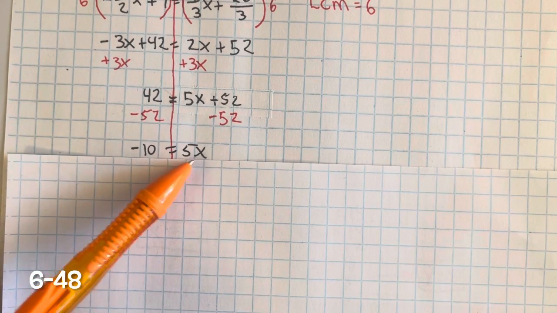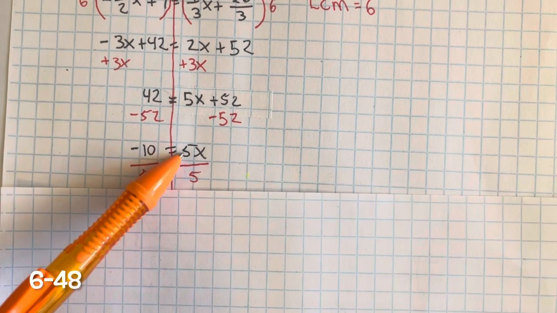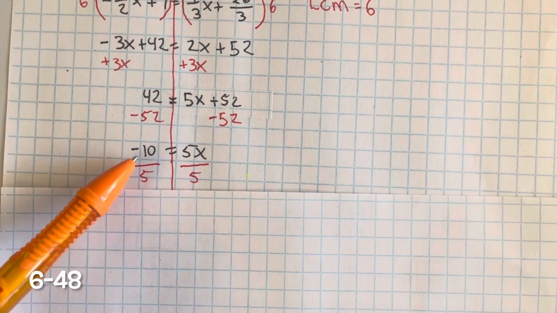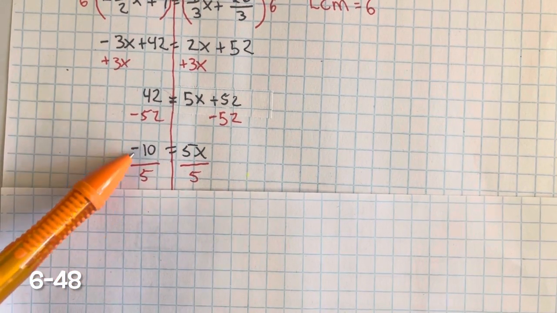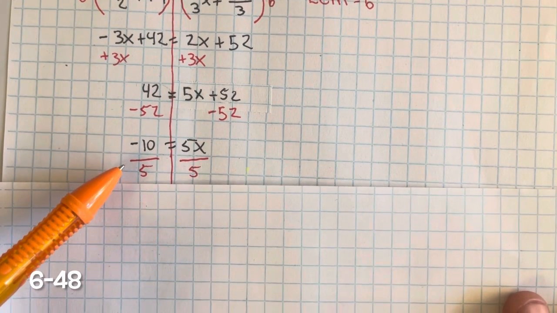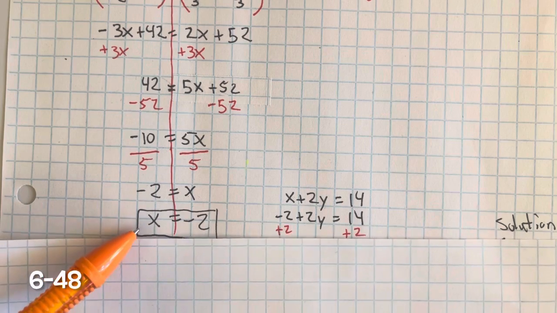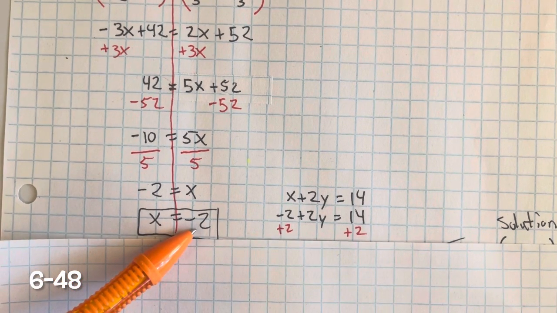Inverse property of multiplication is division. Divide by 5 because it creates the giant 1. What you do to one side, you do to the other. And we have negative 10 divided by a positive 5, which equals negative 2. So x equals negative 2.